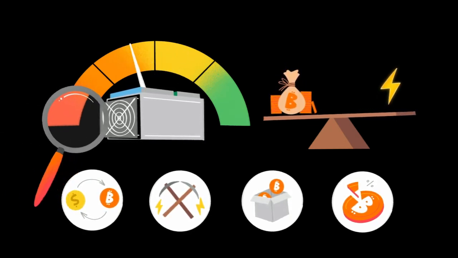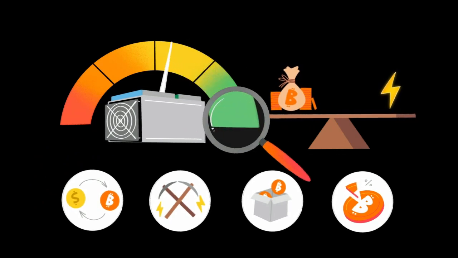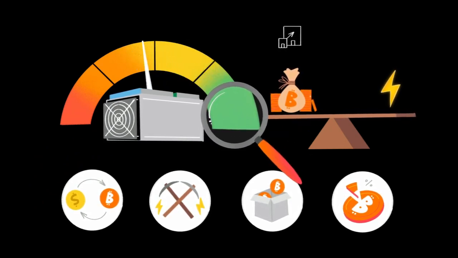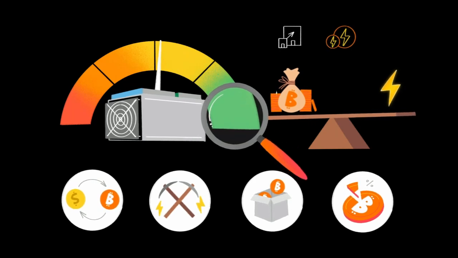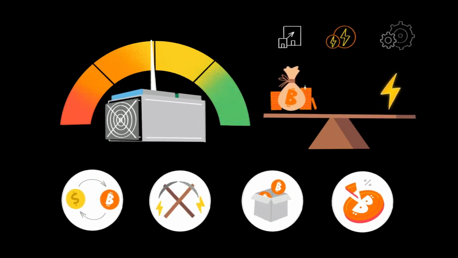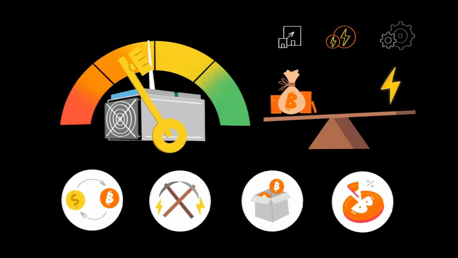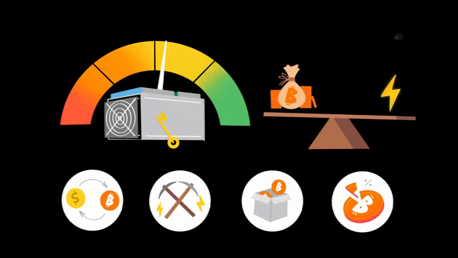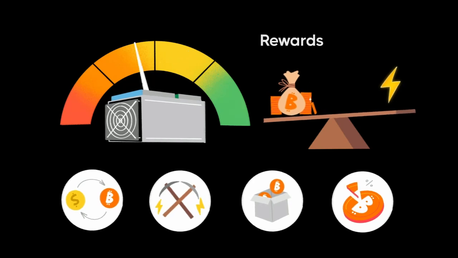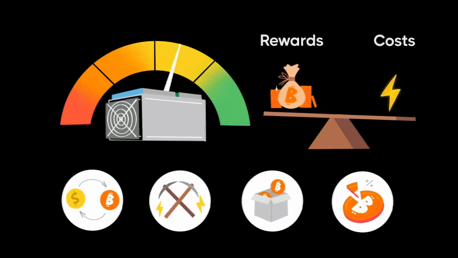By monitoring hash price, miners and investors can decide whether to scale their operations, adjust power consumption, or upgrade their equipment. Hash price is the key to understanding a miner's potential earnings. It balances the rewards of their computational power against the costs of running their operations.